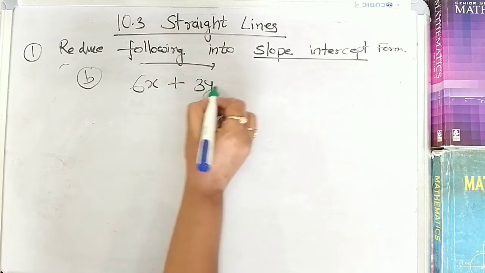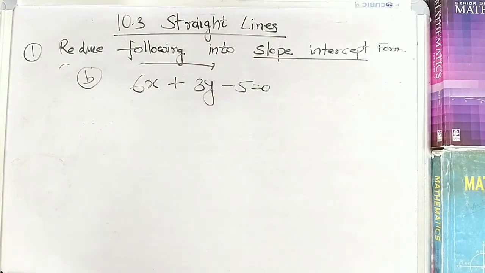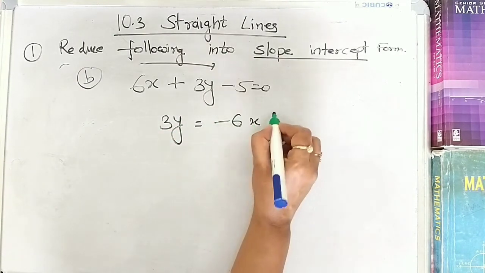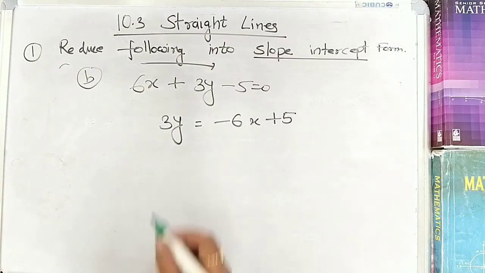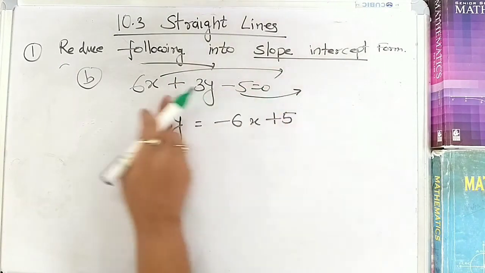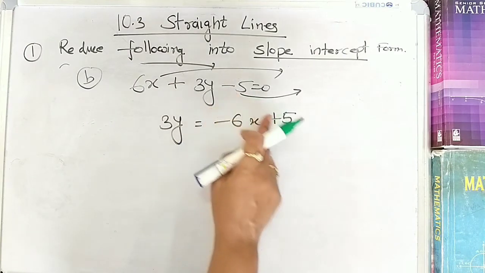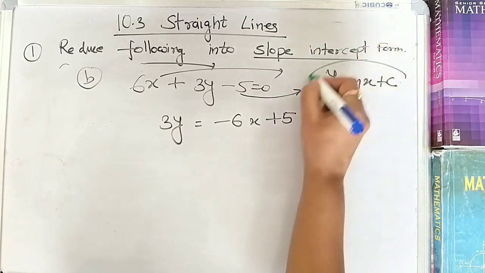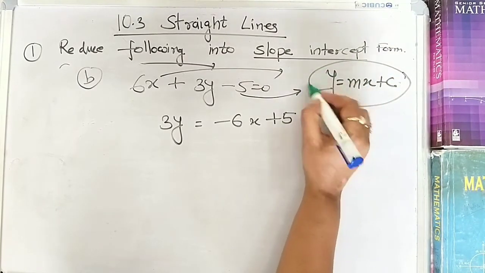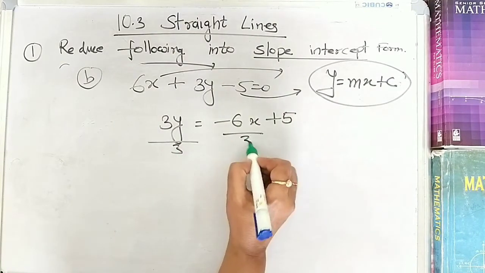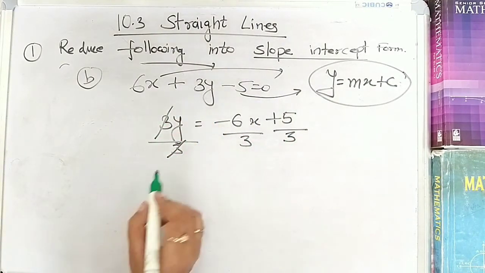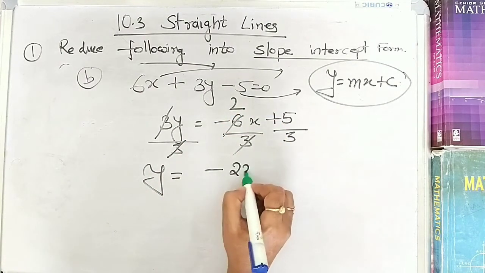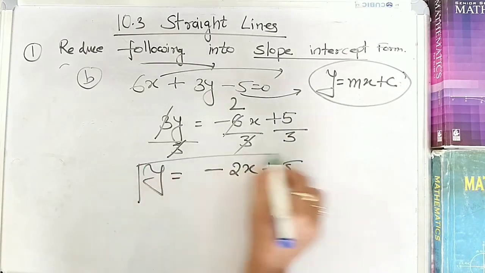6x + 3y − 5 = 0. So I have to keep only y this side. So I will keep 3y = −6x + 5. What I did, 6x is going there, 5 is going there. So 6x became minus, 5 became plus. Now my aim is to compare it with this. So I need y alone, nothing here. So I will divide by 3 so that I can get nothing here. Okay? So it is y = 3 2s are 6, so I am getting −2x + 5/3.